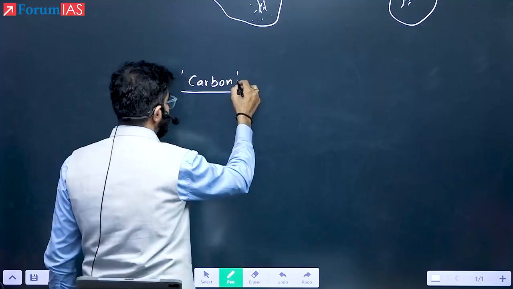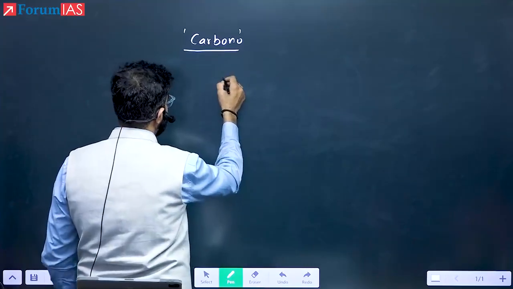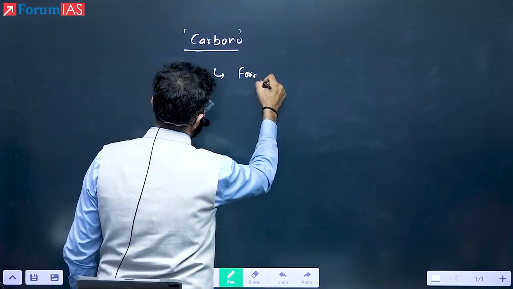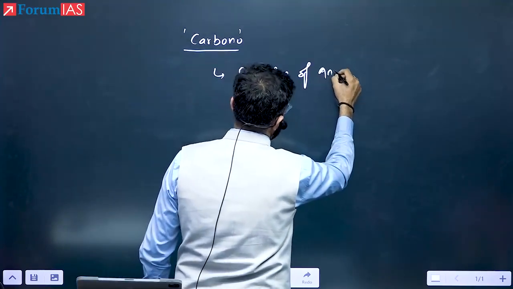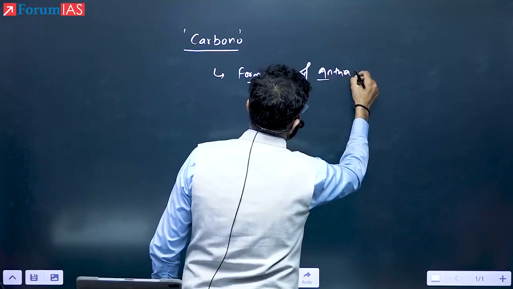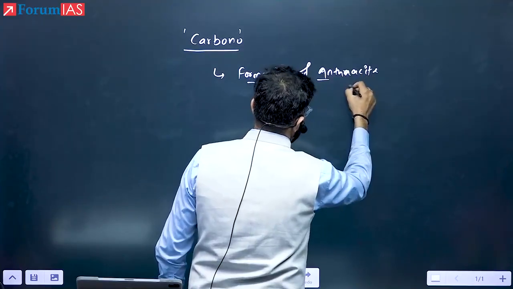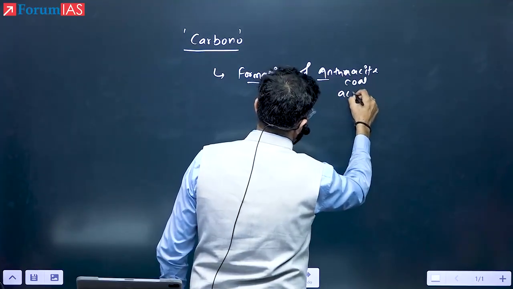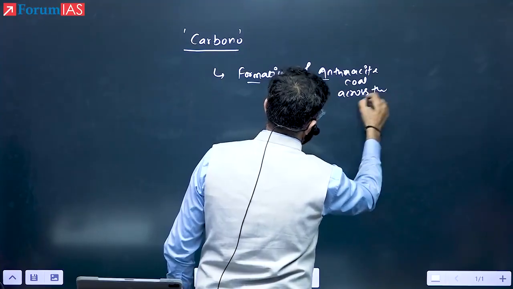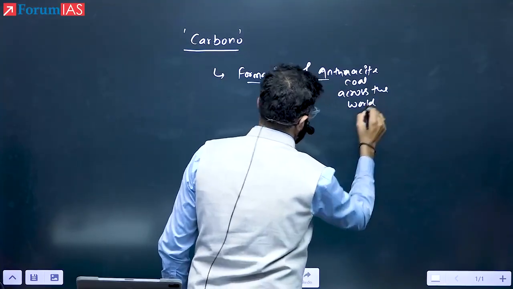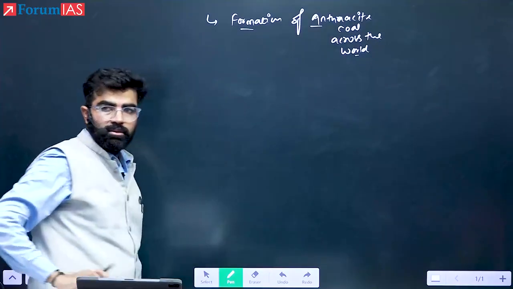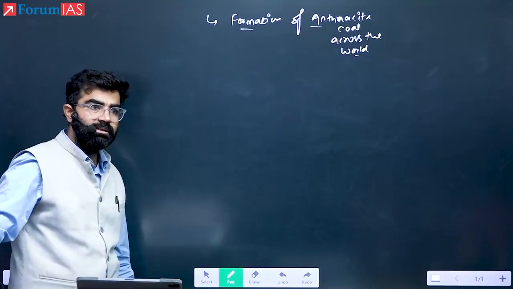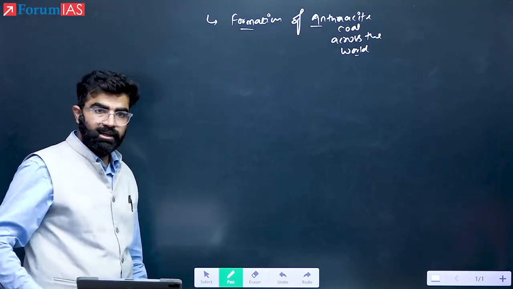Okay. So Carboniferous time period is known for formation of which coal? Formation of anthracite coal, the best in category. Anthracite coal across the world. Okay. Now please remember how many categories are there of the coal? Four. Anthracite, bituminous, then lignite, and finally last is peat.